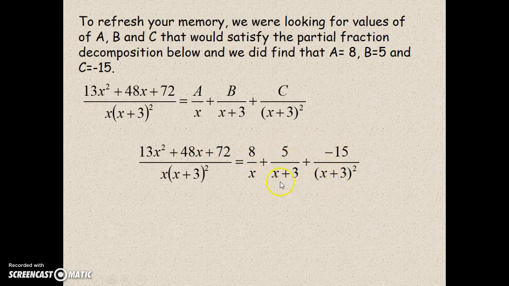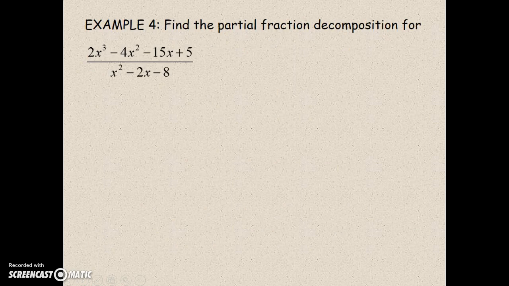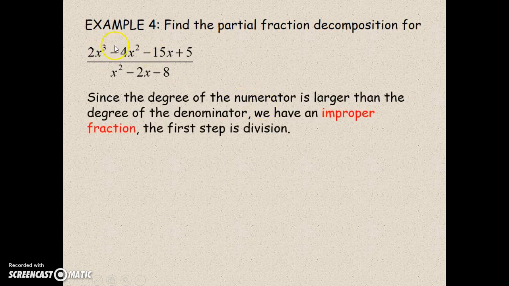And it turns out that that second fraction was important in finding the correct numerator for that fraction. Let's talk about one more possibility, and that's that the polynomial in the denominator has a smaller degree than the one in the numerator. For instance, we can see here the highest degree in the numerator is 3, and the highest degree in the denominator is 2.